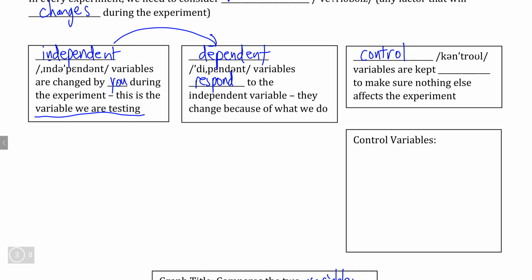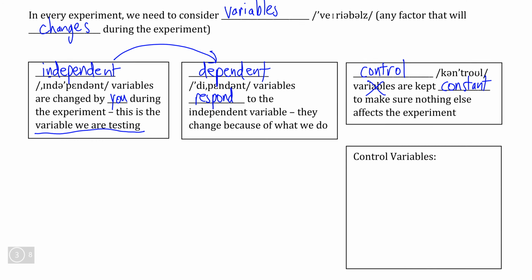Now, if you think about this, a control variable is technically not part of the experiment because a control variable is not supposed to vary at all. These are things that could change, but we want them not to change, to stay constant. Let me give you an example.